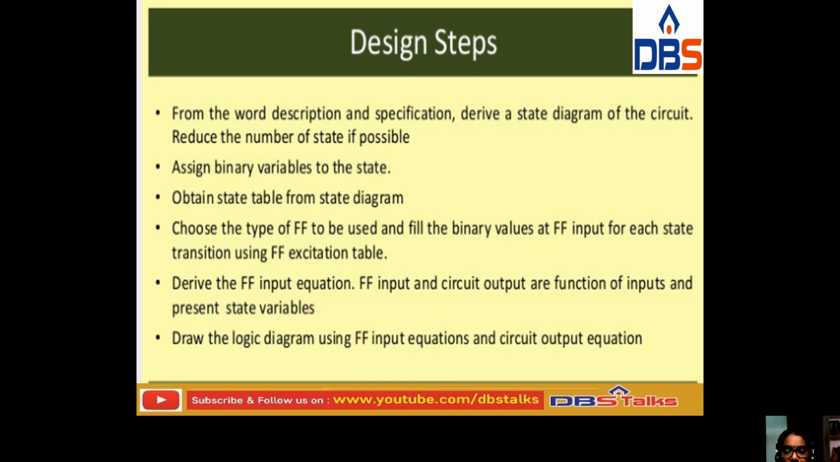From this we can choose the type of flip-flop. What is the type of flip-flop that we are going to use here? We choose the type of flip-flop to be used, and we fill in the binary values of the flip-flop inputs for each state and at each transition by using the flip-flop excitation table. From this we can derive the flip-flop input equations and the circuit output, both functions of the inputs and the present state variables. Then we can draw the logic diagram by using the flip-flop input equations and the circuit output equation.